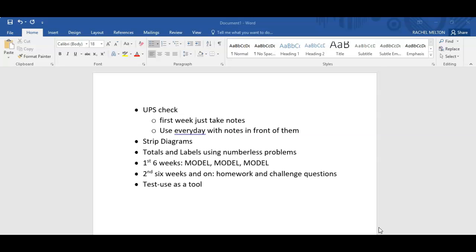But for that, I use numberless problems. That way they don't get bogged down in the numbers and what do I need to do with the numbers, because we don't care about the numbers for that lesson. For that lesson, we only care about what would the totals be and what would the labels be, and really diving deep into those word problems to discover what those would be.